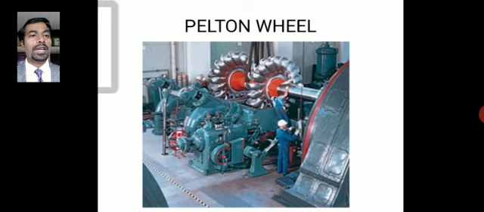Very, very simple mechanism. And this Pelton wheel is connected to the next equipment, which is an alternator, or a generator. And here is where you can see the stop valves. The stop valves are used to reduce or to increase the water flow so that the speed of the Pelton wheel is reduced or it can be increased.